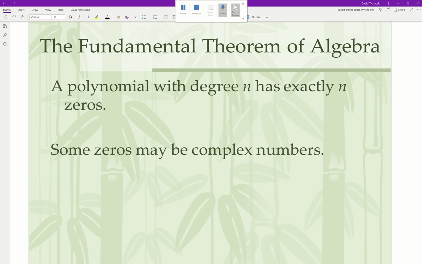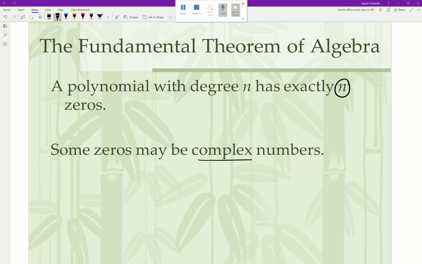So if you have a degree 2 polynomial, you should end up with 2 zeros. A degree 5 polynomial, you should end up with 5 zeros. But one of the special things that we need to make sure that we point out here is two things, actually. First of all, that some of those zeros may be complex numbers. So we could have a combination of real and complex numbers. Those would contribute to the n zeros that we may have.